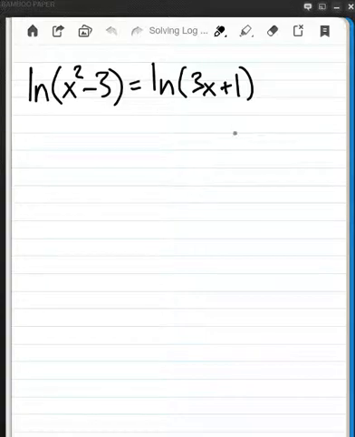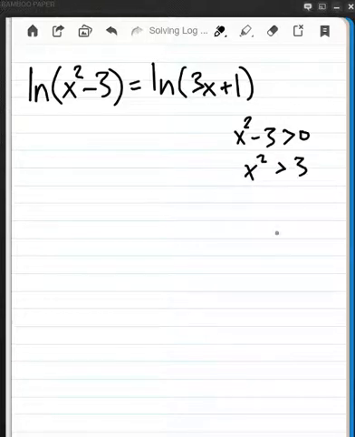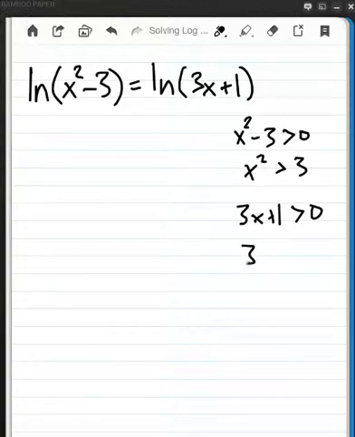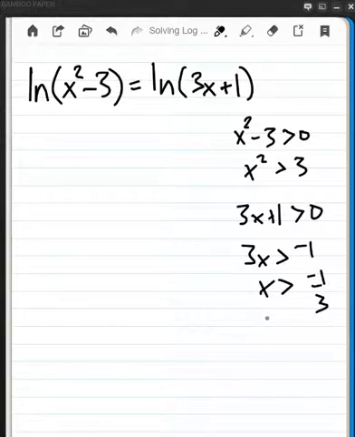So x squared minus 3 is the argument, which means that x squared minus 3 has to be greater than 0. Therefore, x squared has to be greater than 3. I'm just going to leave it like that for right now. In the other log, we have 3x plus 1, and so therefore that has to be greater than 0 to satisfy the domain restriction of a log function. Subtract 1 from both sides, so we have 3x is greater than negative 1, which means that x has to be greater than negative 1/3. Okay, so we have our little domain restrictions going forward, just things to look out for.